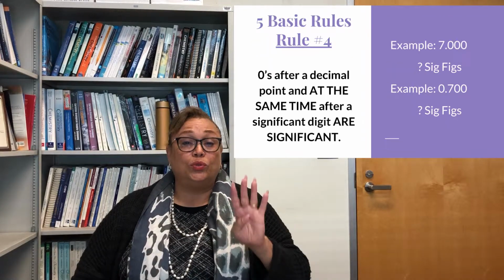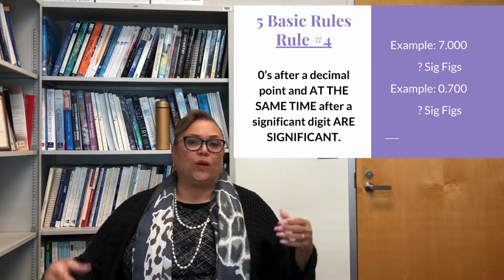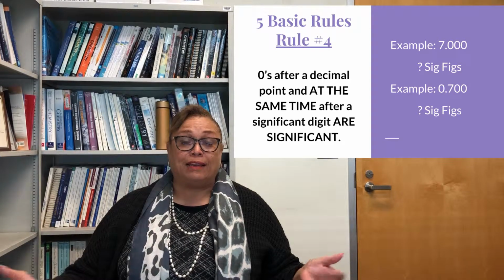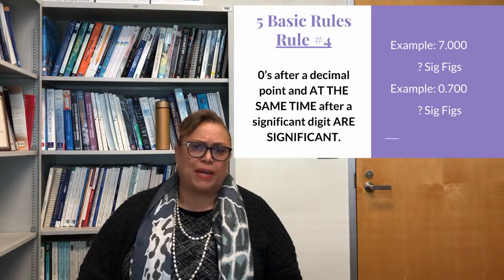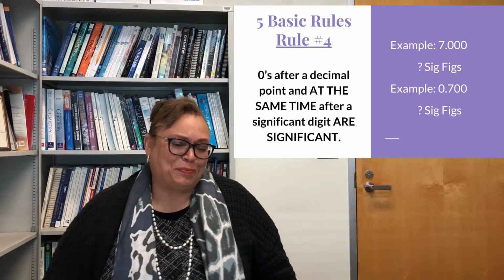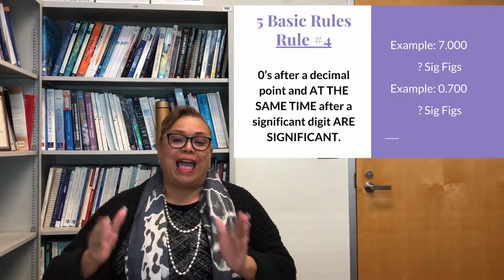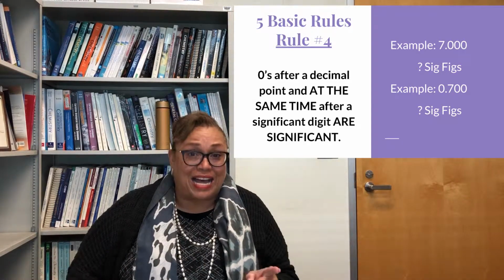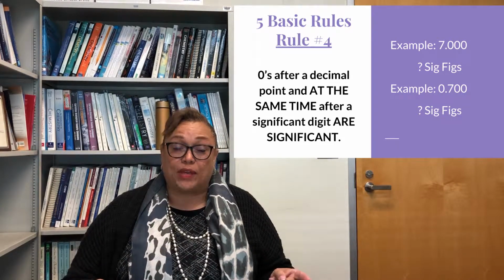Now, rule number 4. This is the one rule where I jump up, I scream, I say, listen to me. Remember this rule. Every semester, at the end of the semester, somebody forgets and I just want to do evil things to them. Nonetheless, let's think about rule number 4. Zeros after a decimal point and at the same time after a significant digit are significant.